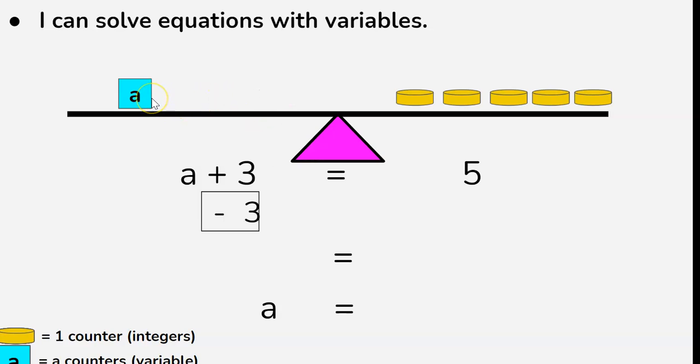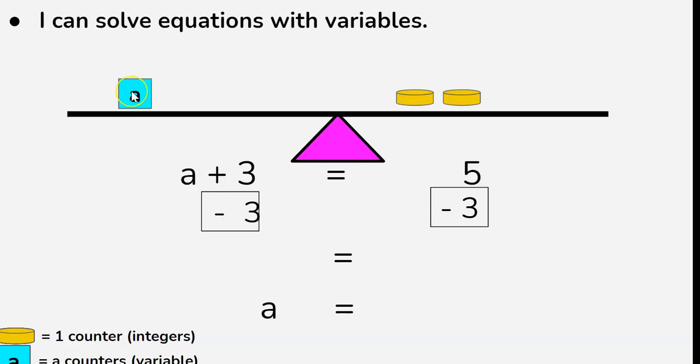So now I just have a on this side of our equation. It's important to remember, I showed you this in the first slide, this is an equation. When we work with equations, whatever you do to one side of the equation, you have to do to the other. So if I take 3 away over here, it means I have to take 3 away from the other side as well. I have to keep them balanced. I have to keep them equal. So I'm going to take 3 away from the right side as well.